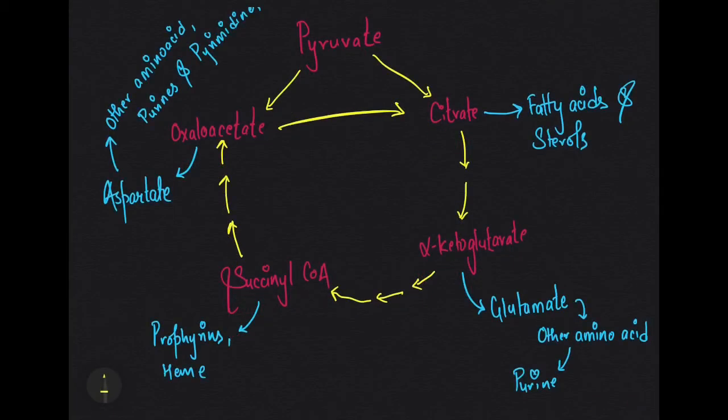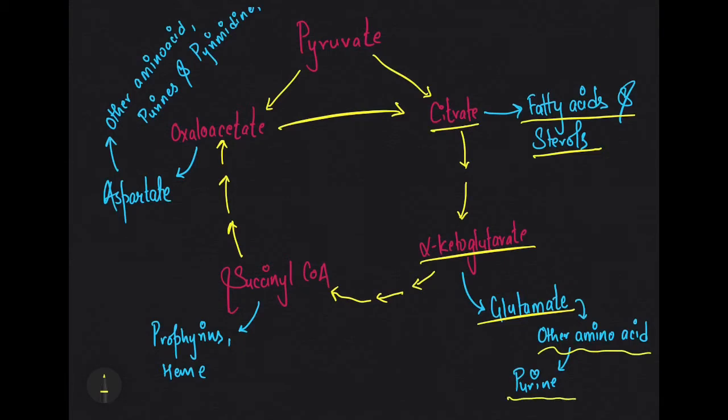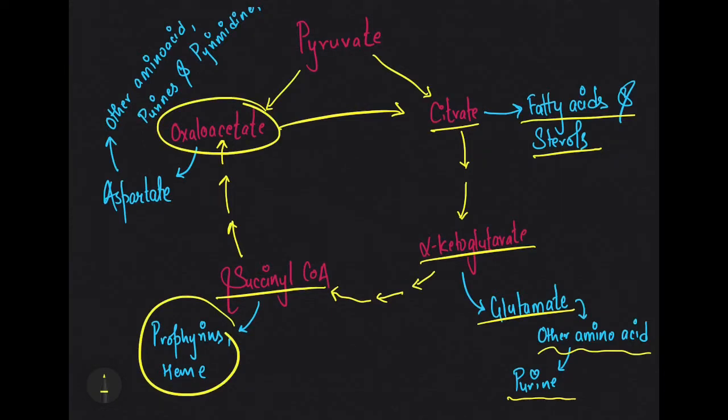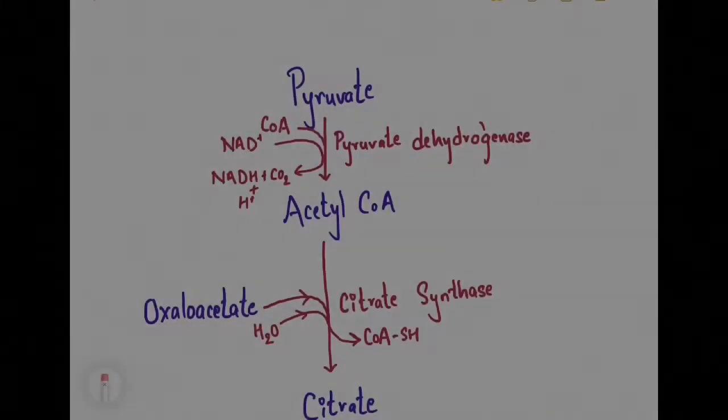So, as already explained, the citrate of the cycle can be utilized for the production of fatty acids and sterol. Alpha-ketoglutarate helps in the production of glutamate, which in turn helps in the production of amino acids and purine. Succinyl coenzyme A helps in the production of porphyrin and heme. Oxaloacetate helps in the production of aspartate, which in turn helps in the production of other amino acids as well as purines and pyrimidine.